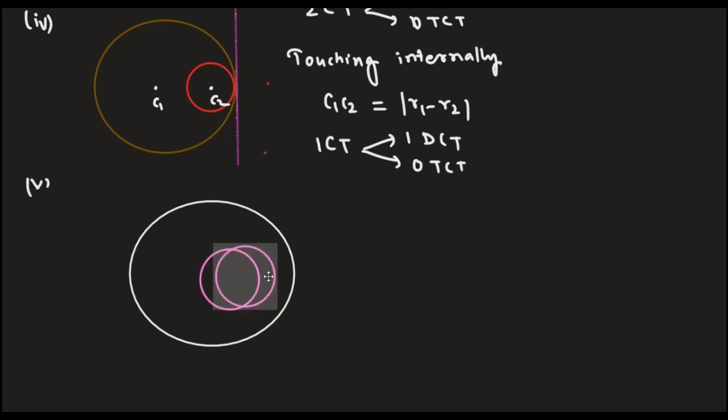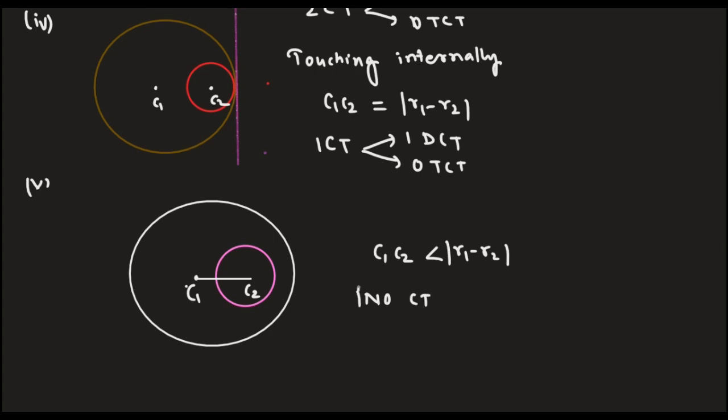So in what cases will it happen? One circle lies inside the other circle. So here also you notice that the distance of their centers, suppose this is the center, so now here C1 and C2. This distance C1C2 is lesser than mod of R1 minus R2. If this happens, then you can say that there is no common tangent, no CT. There is no common tangents. Okay now.